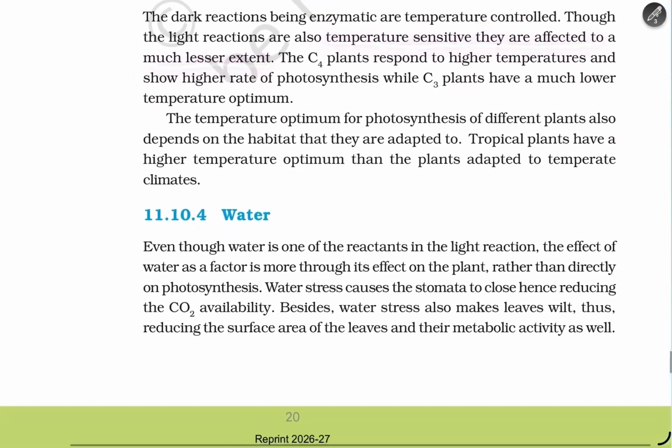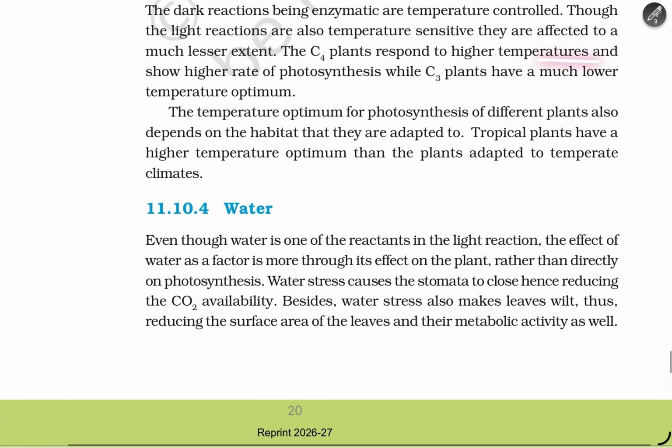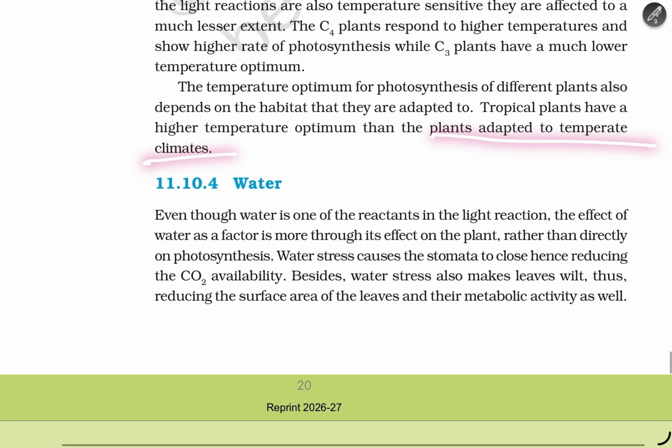Temperature: the dark reactions are enzymatic and thus temperature controlled. The light reactions are also temperature sensitive, but to a lesser extent. The C4 plants respond to higher temperatures and show a high rate of photosynthesis, while C3 plants show a much lower temperature optimum. The temperature optimum for photosynthesis in different plants also depends on the habitat they are adapted to. Tropical plants have a higher temperature optimum than plants adapted to temperate climates.